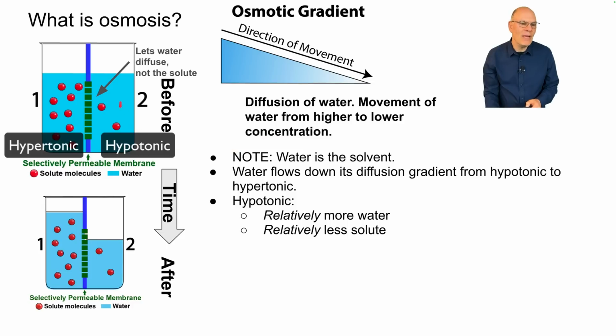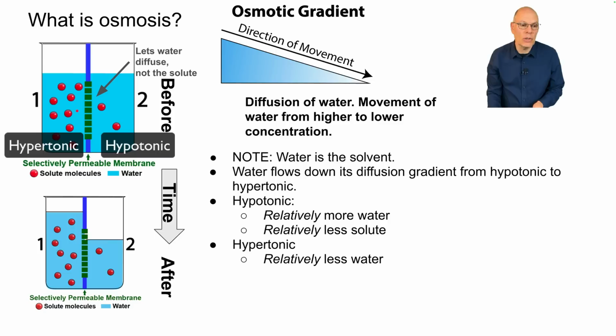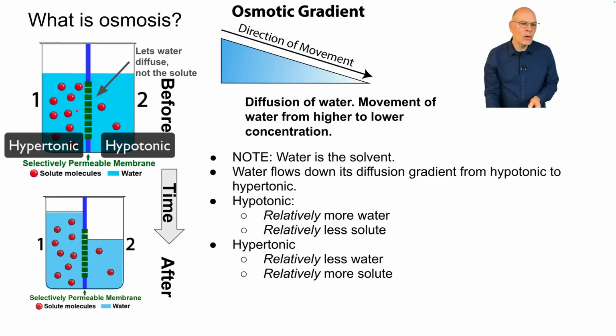So in this diagram, this side is hypotonic. It has a higher percentage of water molecules. It has a lower percentage of solute molecules. This side is hypertonic. And that means that it has relatively less water, a lower percentage of water molecules, and a higher percentage of solute molecules. But that's this compared to this. Now, what is that going to do? That's going to have water move down its concentration gradient, which means it'll move from here to here.